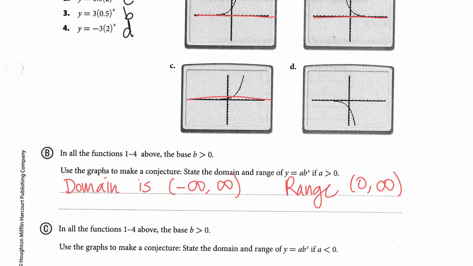It never will equal 0. It's always going to be slightly above 0. So we use that open bracket there. The conjecture might say something about it being above the x-axis or that the function is positive.